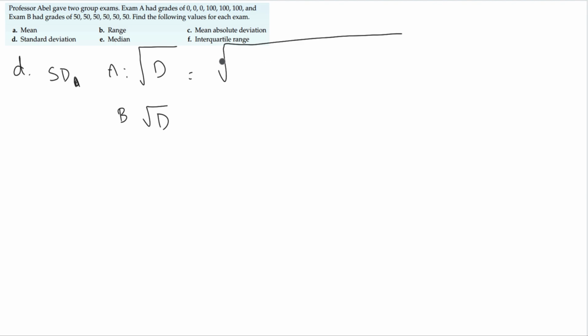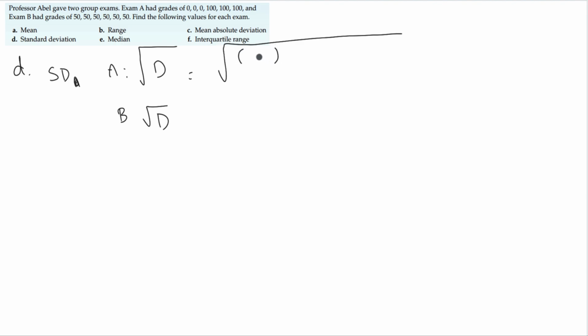Okay, so let's put standard deviation first. For A, I will just say A and B. To find the standard deviation, as I said, you need to find variance first. Then you can put square root of that, right? So I can say square root of deviation. How do you find the deviation?